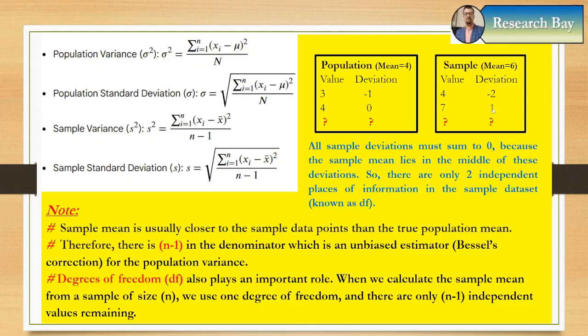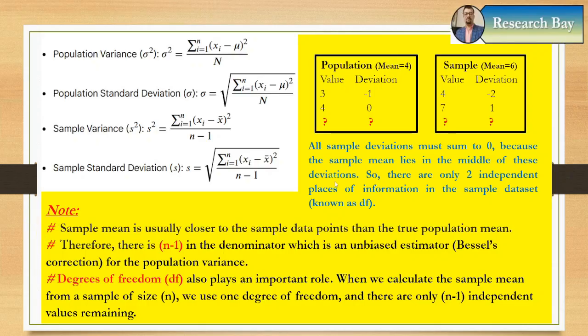So to make it 0, the third value should be 1. So 1 plus 1, 2, 2 minus 2 is 0. That makes the deviation sum equal to 0, right? It will be 7 once more.